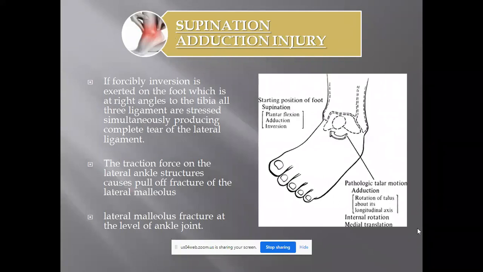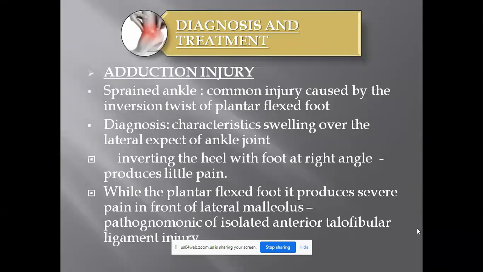Supination adduction injury. The pictures clearly show the arrows, which give a clear mark of how it happens and where it goes. Now, if forceful inversion is exerted on the foot, which is at right angles to the tibia, all three ligaments are stretched simultaneously, producing a complete tear of the ligament. The traction force on the lateral ankle structures causes a pull-off fracture of the lateral malleolus. The lateral malleolus fractures at the level of the ankle joint. Now, diagnosis and treatment of this.